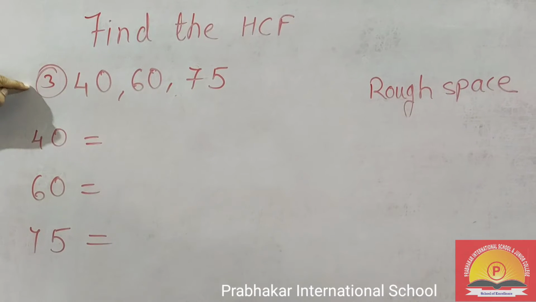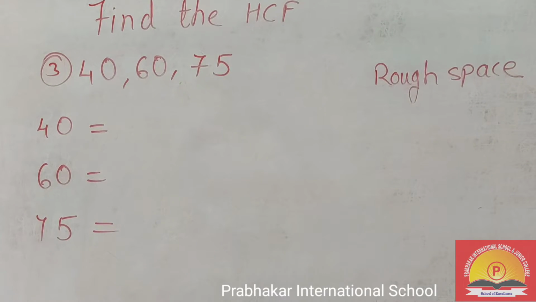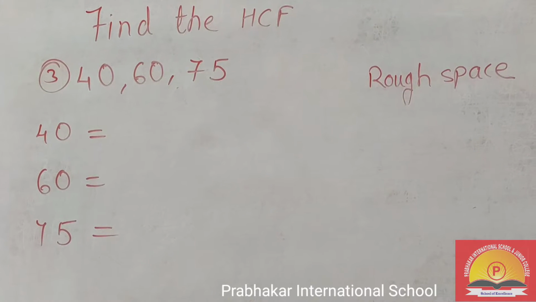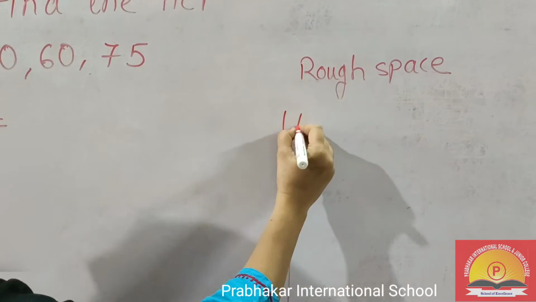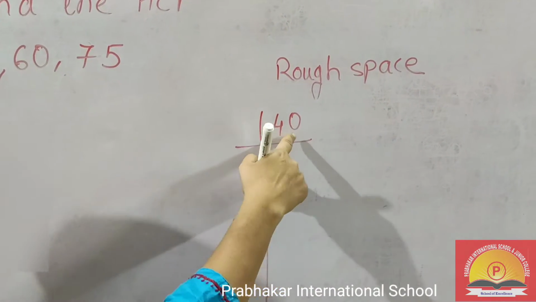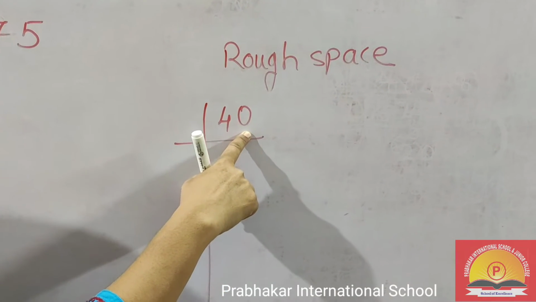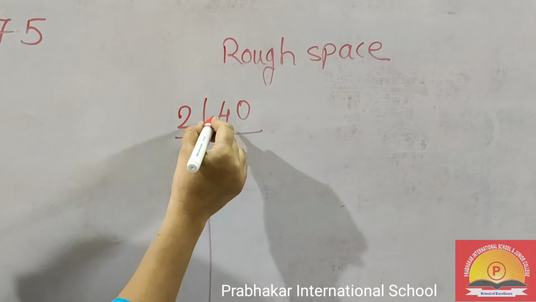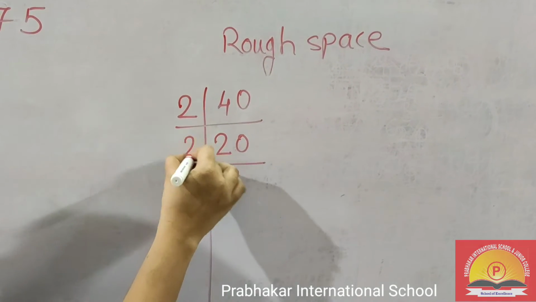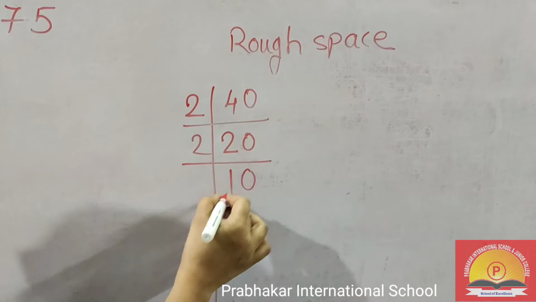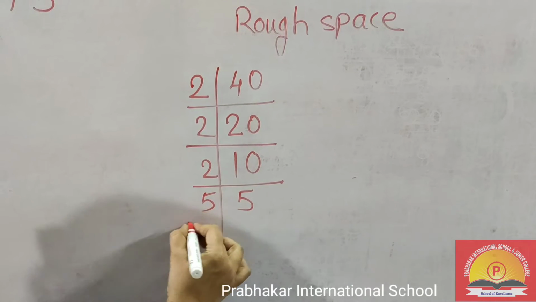Find the HCF of 40, 60 and 75. So we are going to solve it in rough space. First of all we need to find out the prime factors. I will write here 40. Now you know that this is even number because unit place 2 is there. Okay. So divide it by 2. 2 2s are 4, 0 as it is. Then 2 1s are 2, 0 as it is. Then again 2 5s are 10 and 5 1s are 5.